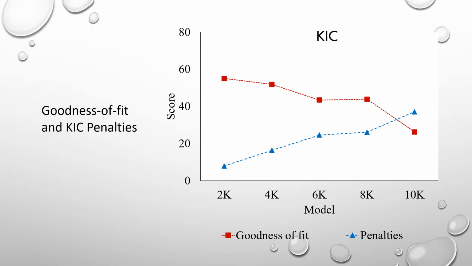This graph shows the components of KIC. In red, you can see the goodness of fit term, and in blue, you can see the sum of the penalties assigned because of model complexity. The simplest model has the largest goodness of fit term, but it has low penalties because it is only 2 parameters. As we get up to the most complex model, you can see the goodness of fit has improved with our model complexity, but our penalties have also increased as a result of the increasing complexity.